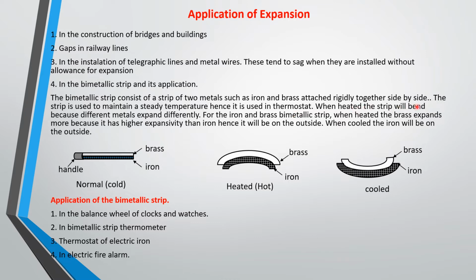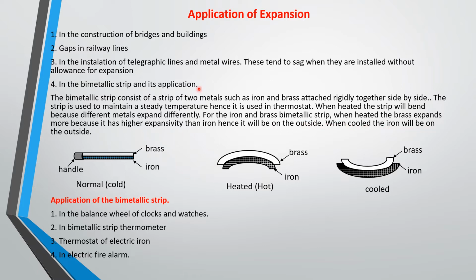When heated, the strip will bend because different metals expand differently. So for the iron and brass strip, when heated, the brass expands more because it has higher expansivity than iron. Hence, it will be on the outside. When cool, the iron will be on the outside.